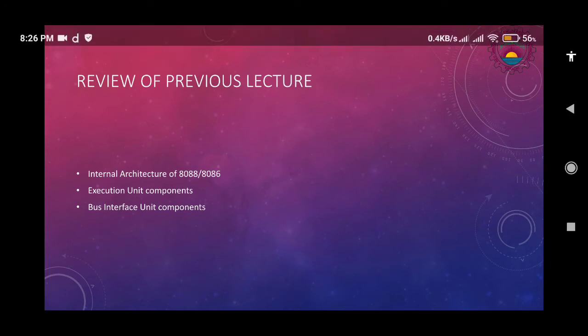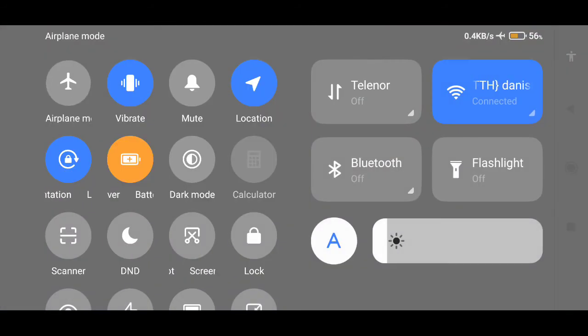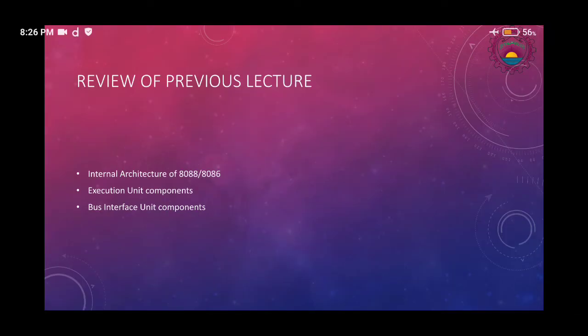Before starting today's lecture, whatever we have covered in the previous lecture is to be reviewed quickly. We have discussed internal architecture of 8086 microprocessor in the previous lecture, and there were two logical parts of internal architecture. First one is called execution unit. So we have discussed the components present within execution unit. Then we will discuss the second part, bus interface unit and its components.